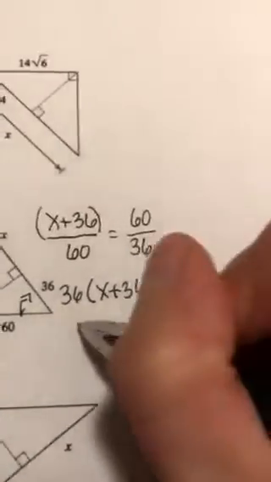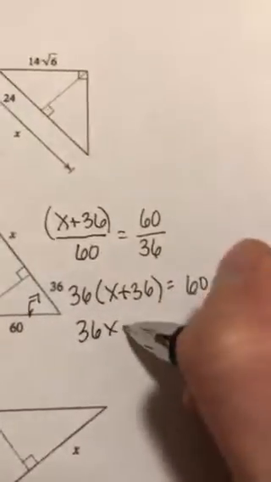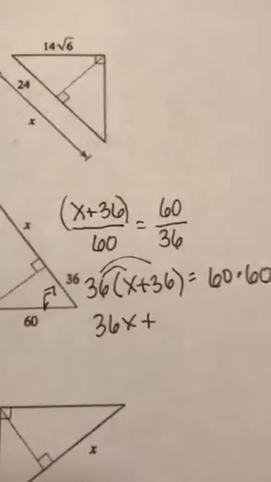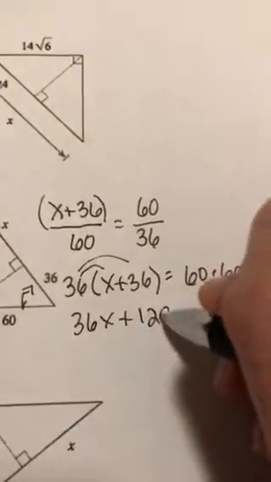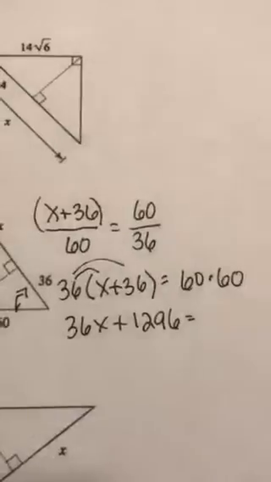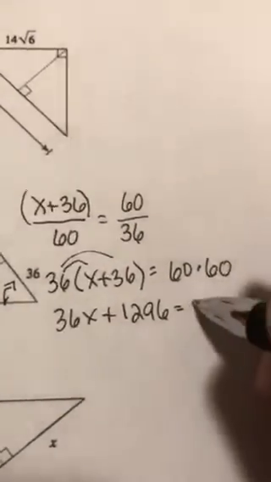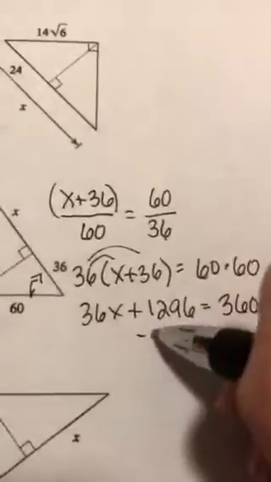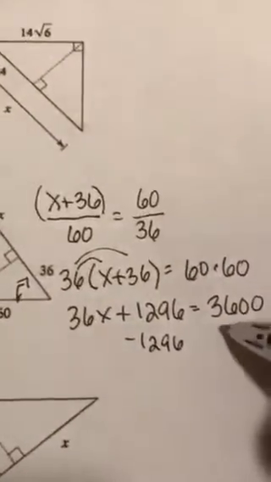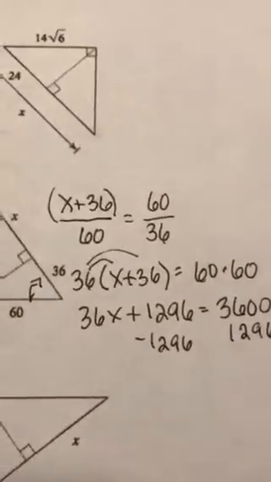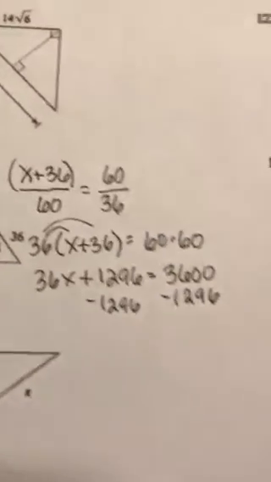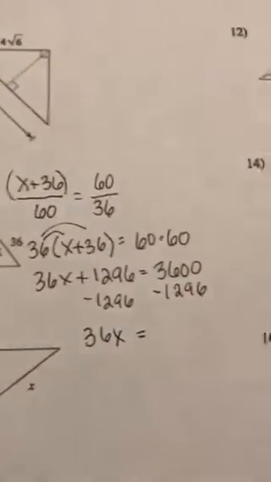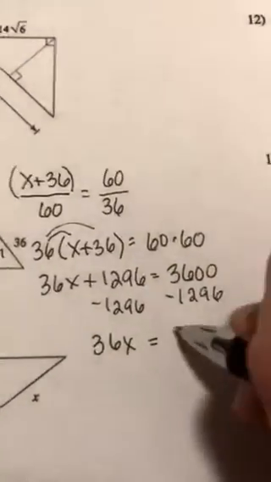All right, so 36x plus 36 times 36 gives you 1,296 equals 60 times 60, which is 3,600. Now subtract 1,296 from both sides, and that gives us 36x equals 2,304.